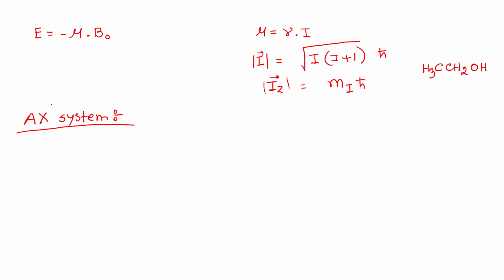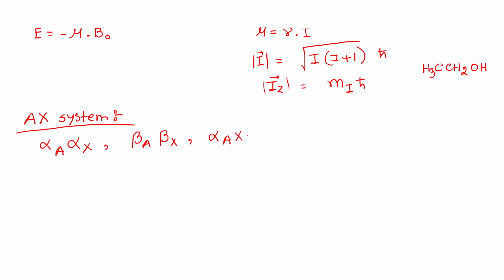So what could be the possibilities? One could be both are alpha, alpha A, alpha X. Another state could be what? Can you tell me? Beta A, beta X, and another, 1 by root 2, alpha A beta X plus beta A alpha X.